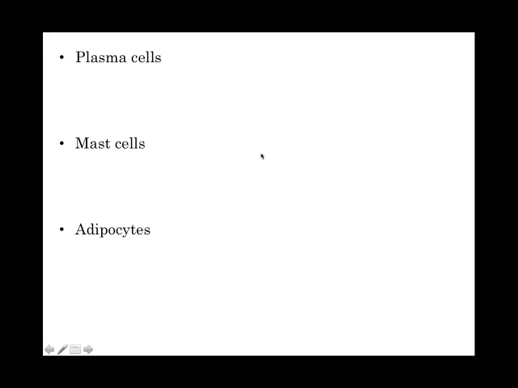We have plasma cells. Again, these are derived from leukocytes, meaning they originate from leukocytes. And these produce antibodies, which are part of the immune system, and they help to protect you and keep you healthy.